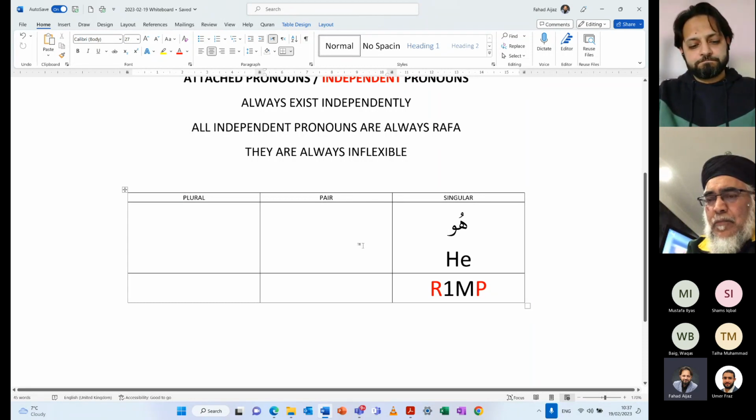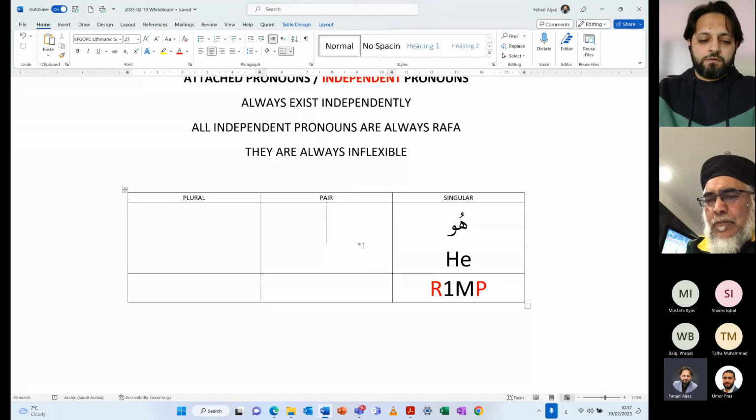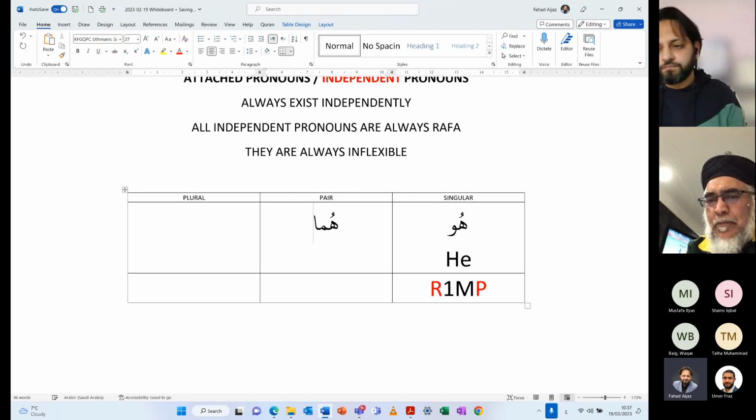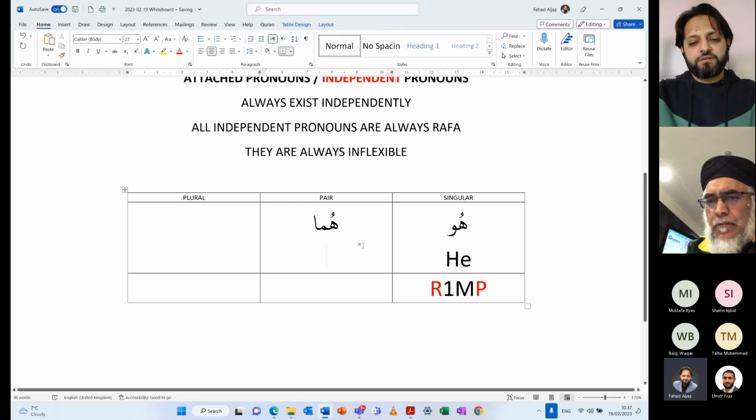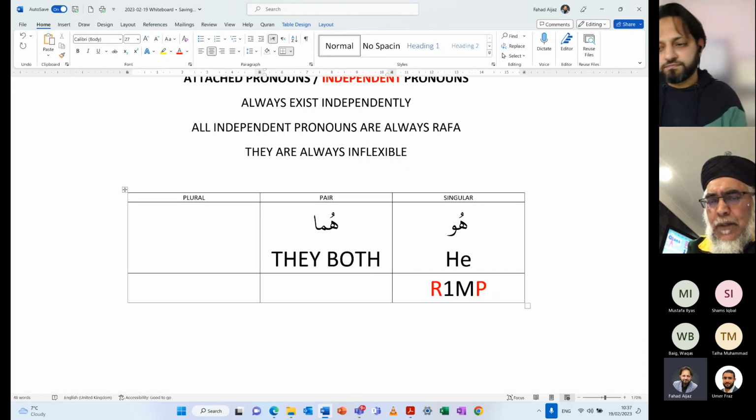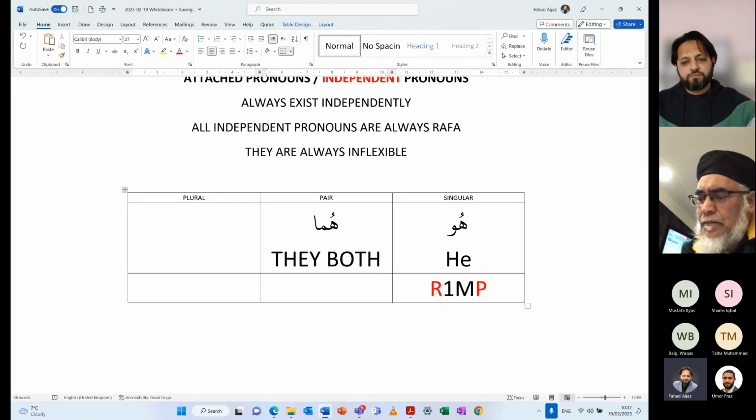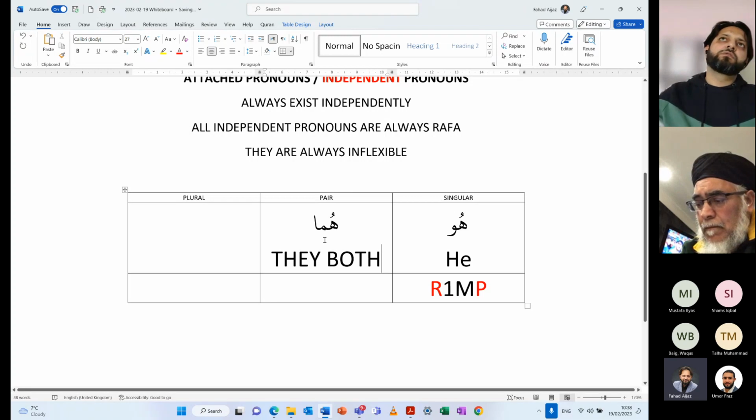The second one. Huma. Now, because this is about a pair, it means they both. They both. Or both of them, whatever you want to say. Both of them.